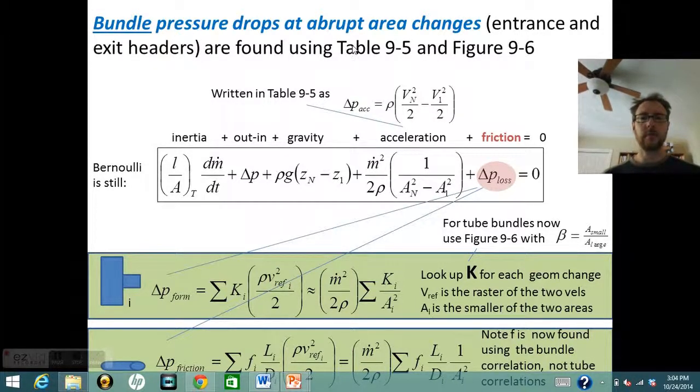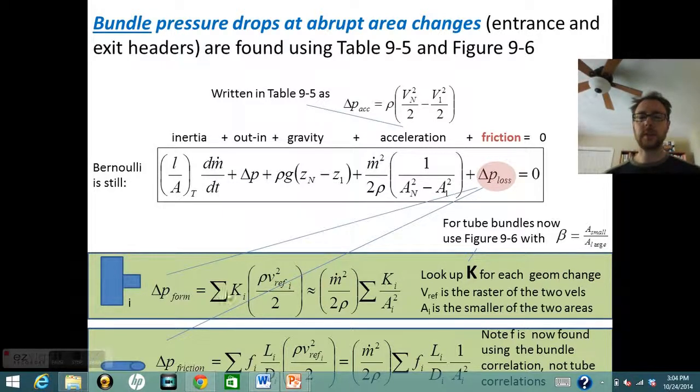And if you look in the book by Todreas and Kazimi, you'll see a table and a figure that help us determine a number of different types of area changes common in nuclear reactor cores. And we again have our Bernoulli equation, and we're concerned here with the friction loss in Bernoulli. The acceleration loss, just rewritten here in terms of velocity instead of mass flow rate again, similar to what I did on the last slide. But I'm really concerned on this slide with the friction loss.